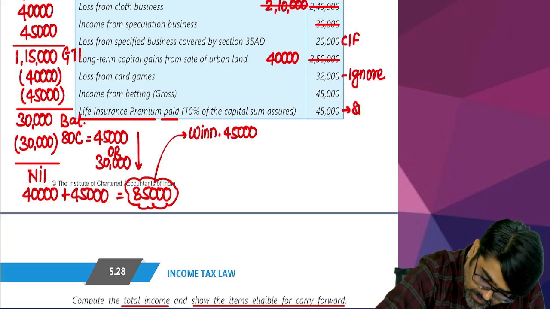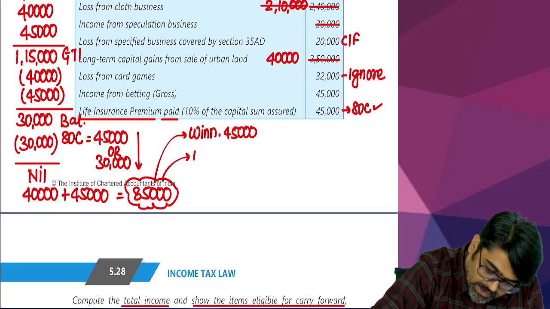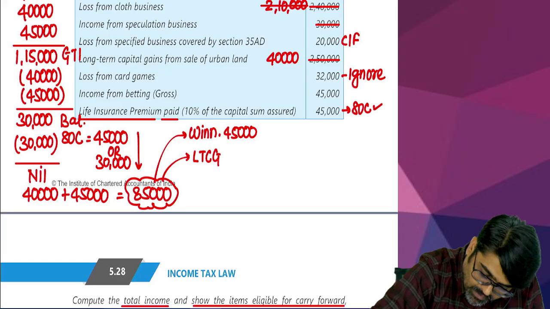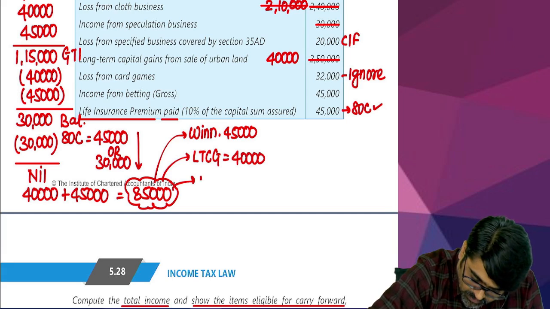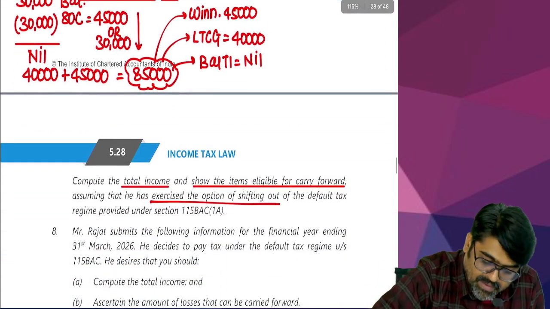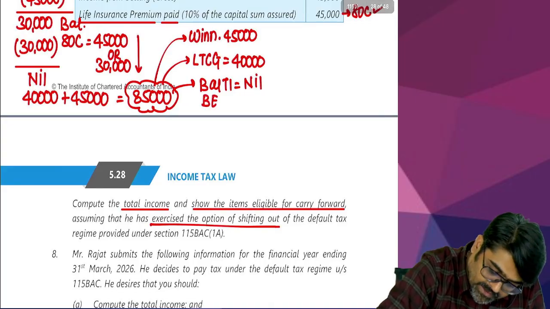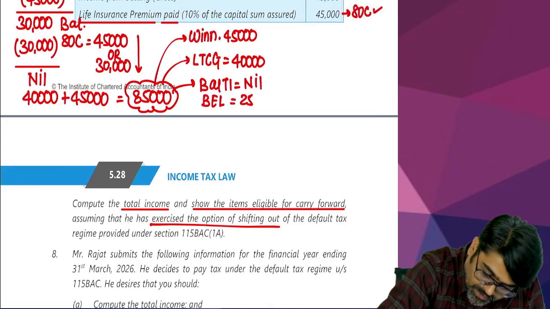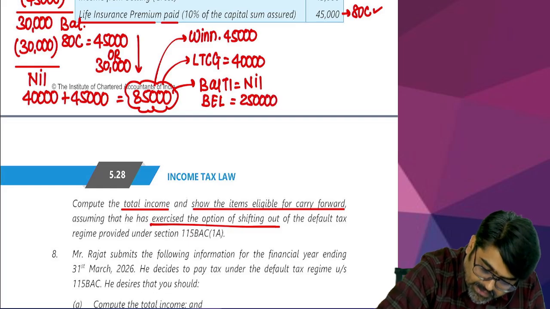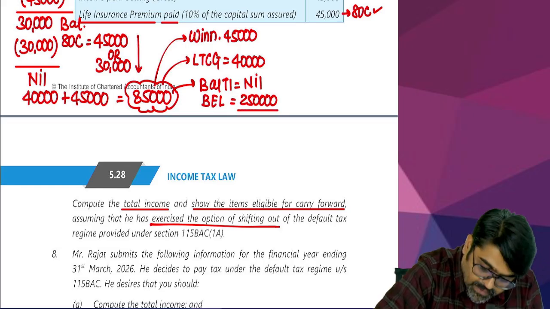For this, you are going to get 80C. And out of 85,000, how much is your LTCG? LTCG is 40,000. How much is your balance total income? Balance total income is nil. Sir, are you following 115BAC? Not following 115BAC. So can I say your basic exemption limit is how much? 2,50,000. Are you earning any normal income? No. So can I say your entire 2,50,000 is unexhausted?